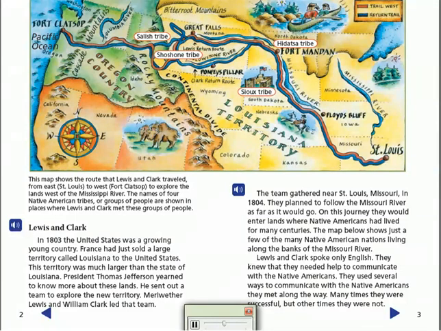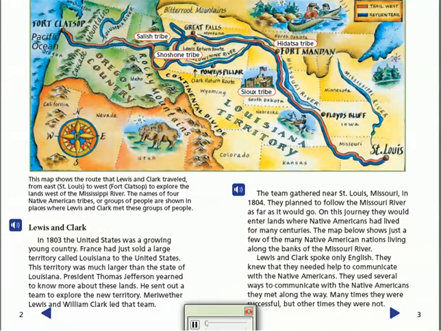Lewis and Clark. In 1803, the United States was a growing young country. France had just sold a large territory called Louisiana to the United States. This territory was much larger than the state of Louisiana. President Thomas Jefferson yearned to know more about these lands. He sent out a team to explore the new territory. Meriwether Lewis and William Clark led that team.